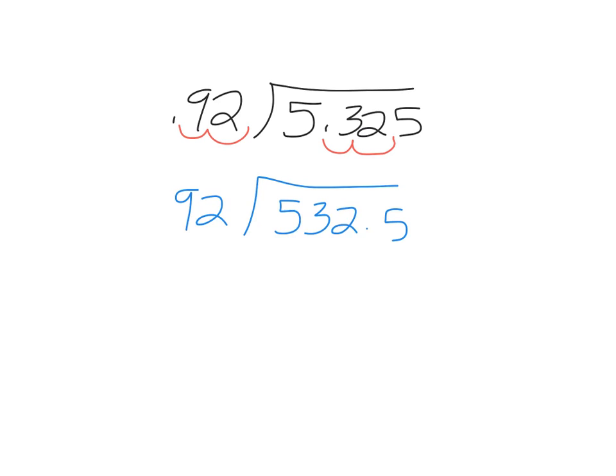So 92 can't go into 5 and it can't go into 53, so you keep going out until you find a number it can go into. So 92 can go into 532, and to figure out how many times, I do a little bit of rounding. 92 is about 100 and 532 is about 500, so I'm going to guess that it goes in 5 times. So I put the 5 up above the 2 because that's how far out we had to go to find a number big enough. And 5 times 92 happens to be 460.